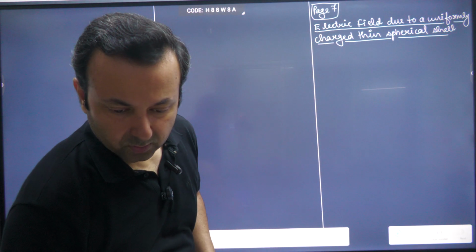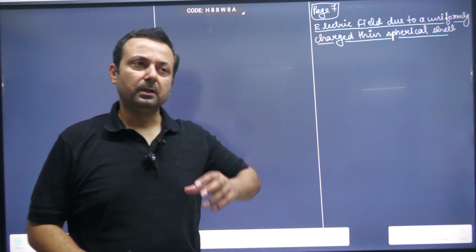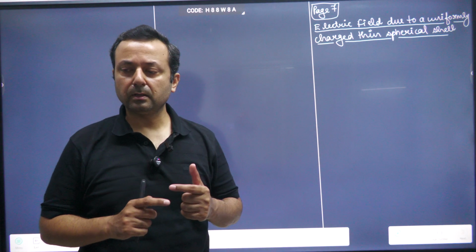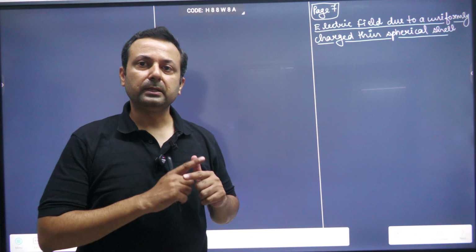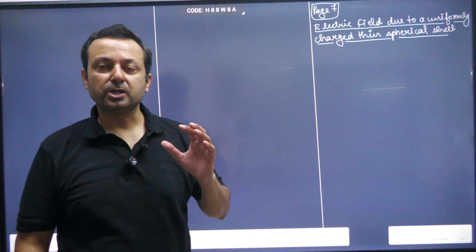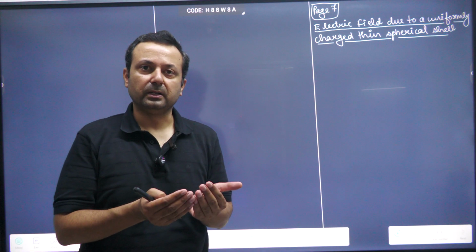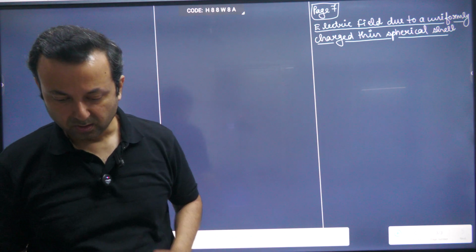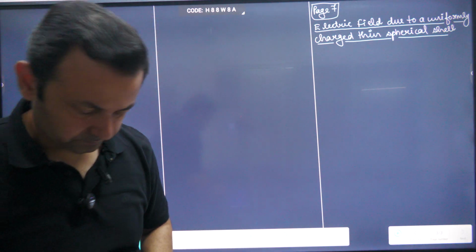What is the meaning of this thin spherical shell? Actually, a sphere is a ball, and if we call it a ball, then it could be a solid ball also. But we are calling it a thin spherical shell. Shell means that it is hollow from inside. It means that there is only air inside that spherical ball. So let's draw it.